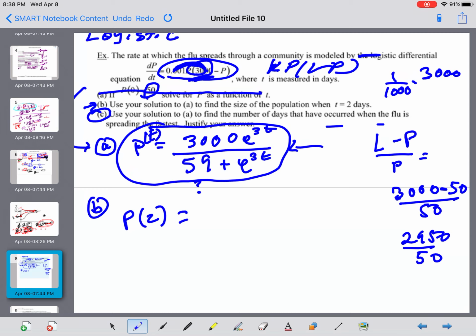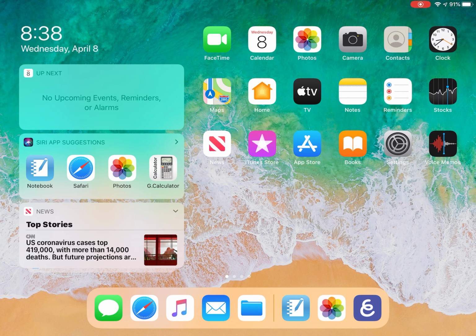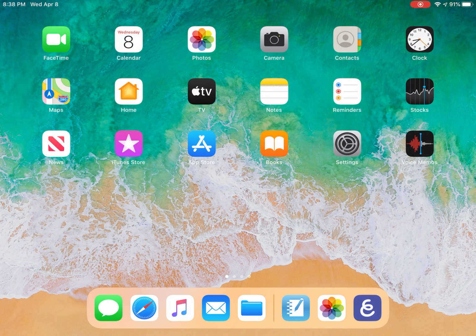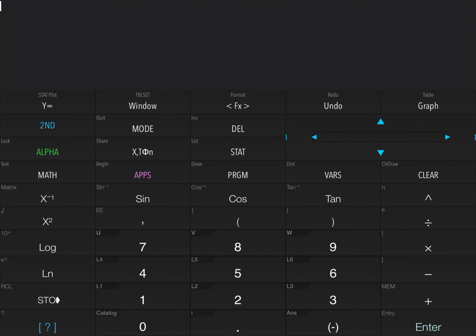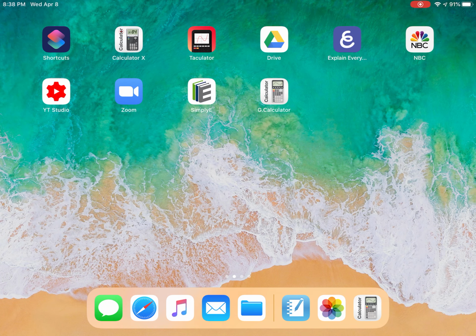Again, the rate at which a flu spreads through a community is modeled by this logistic equation. It's happening in our world right now. All right, so this is cool. I've got a really awesome calculator on my iPad. And I think this is the newest version.